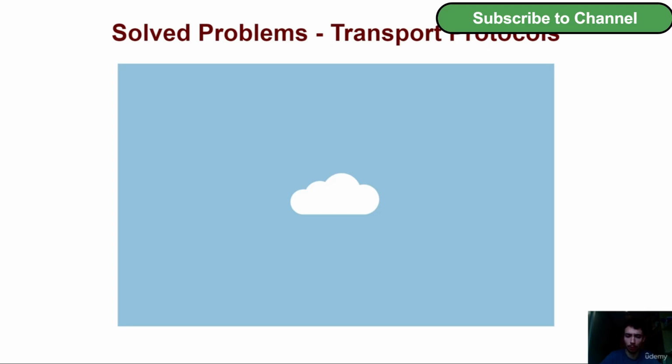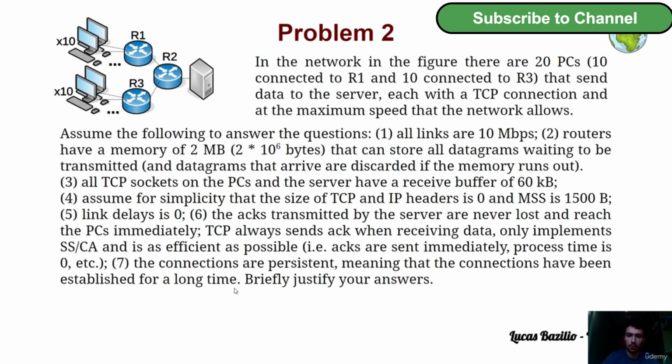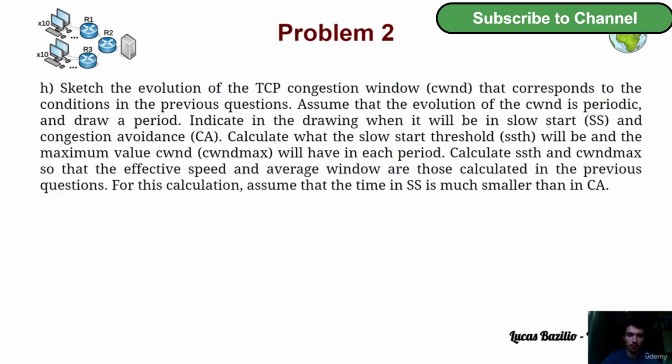Hey everyone, in this lecture we are going to solve the question H of this problem 2. So the question H of this problem states, sketch the evolution of the TCP congestion window that corresponds to the conditions in the previous questions. Assume that the evolution of the congestion window is periodic and draw a period. So we only need to sketch the period of the congestion window, how this congestion window evolves as this period passes. Indicate in the drawing when it will be in the slow start phase and when it will be in the congestion avoidance phase.